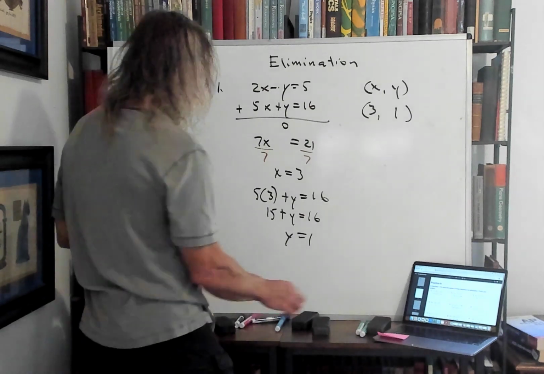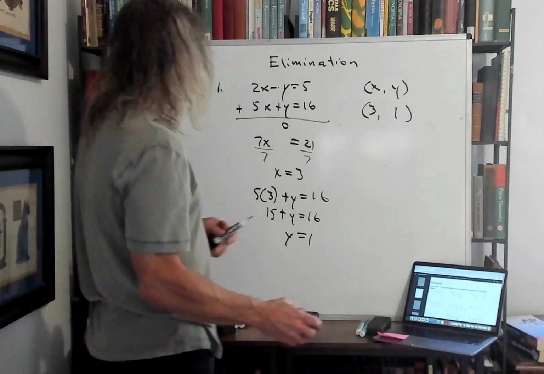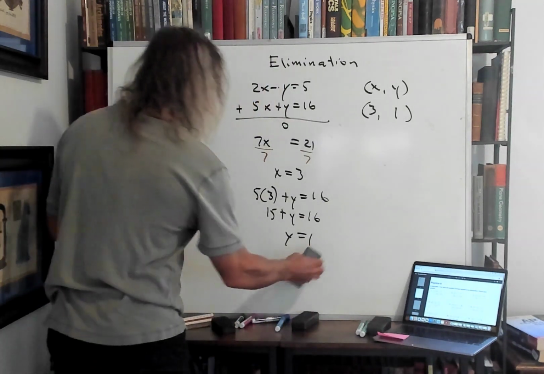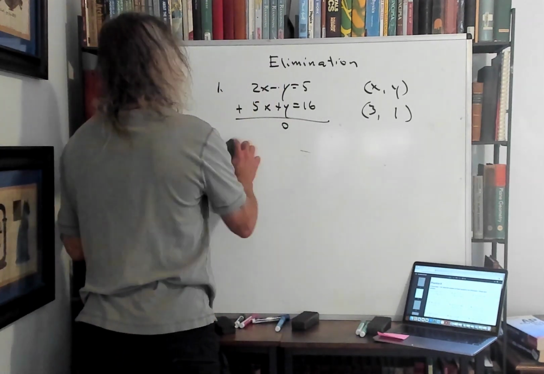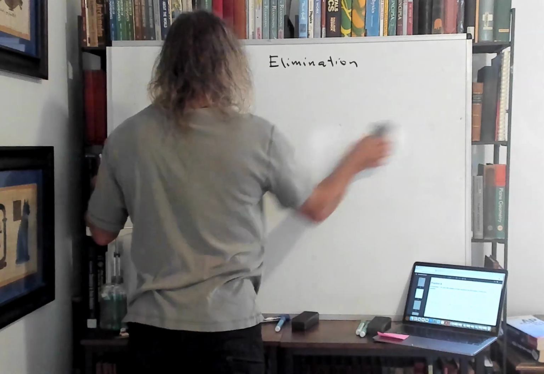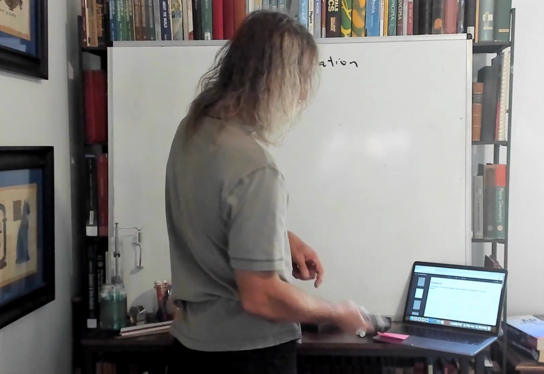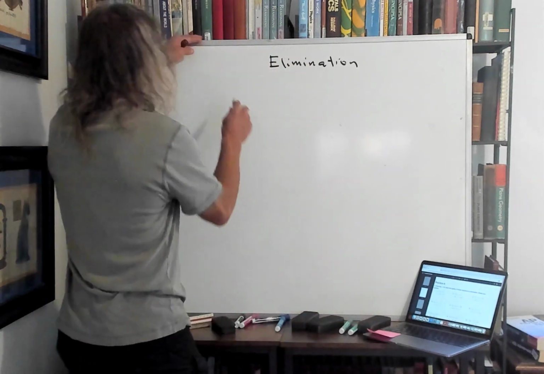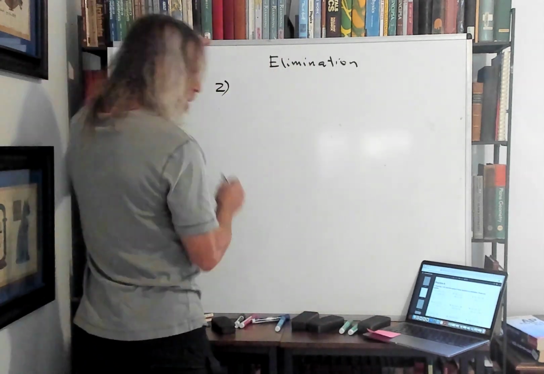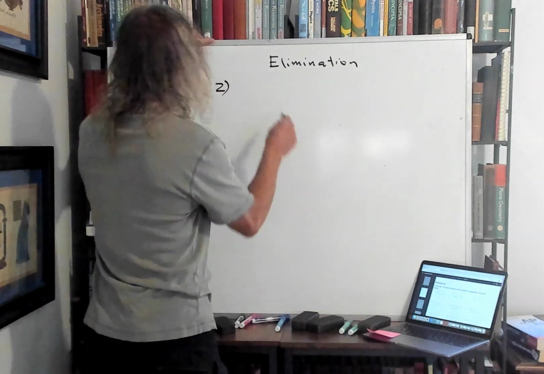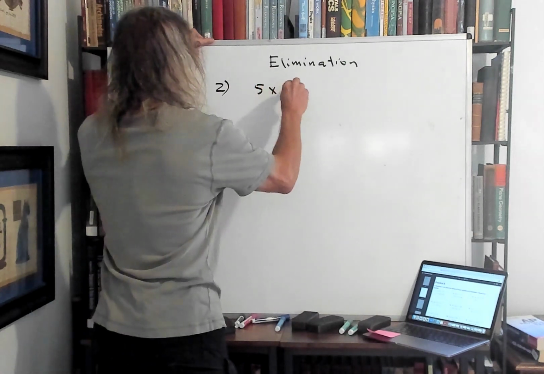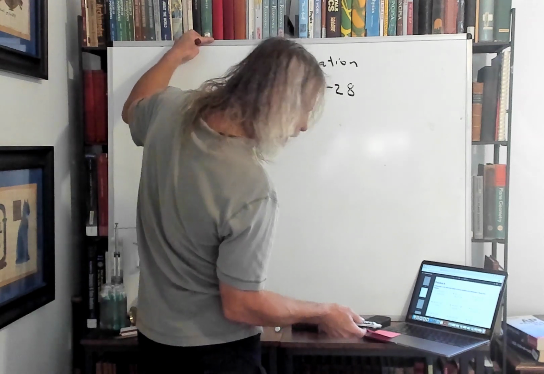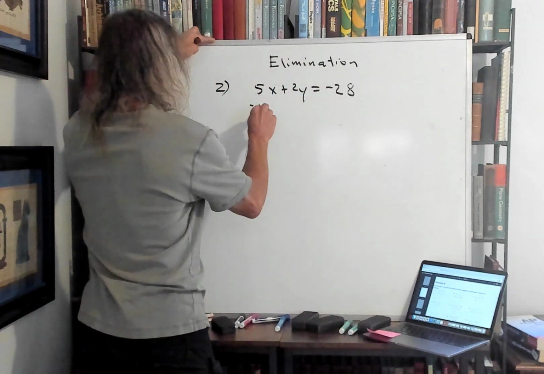Okay. Number 2. Let's try this one. And again, you can stop, rewind, replay, take some notes. But if I stopped, the video would take forever and it'd be boring. So, 5x plus 2y is negative 28, and negative 5x plus 3y is 8.